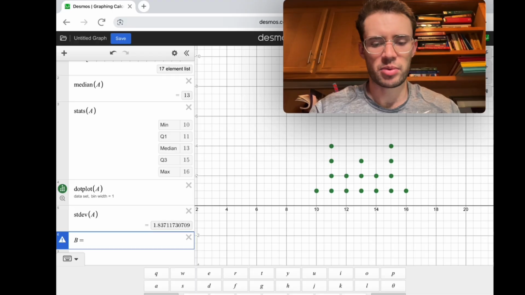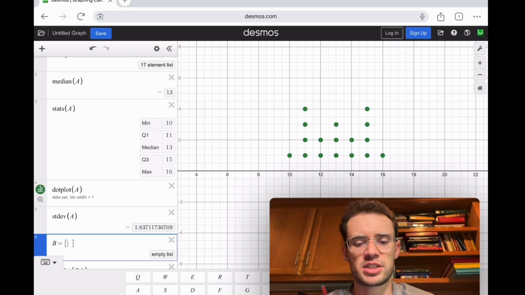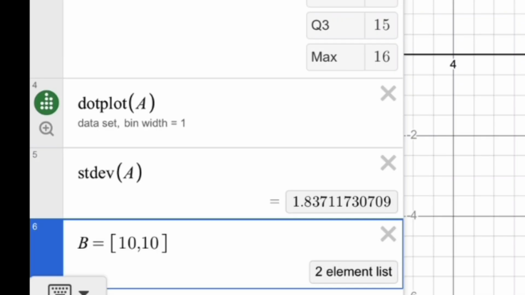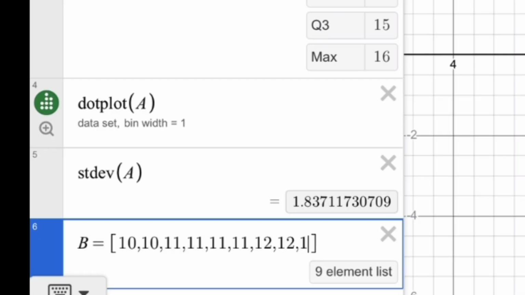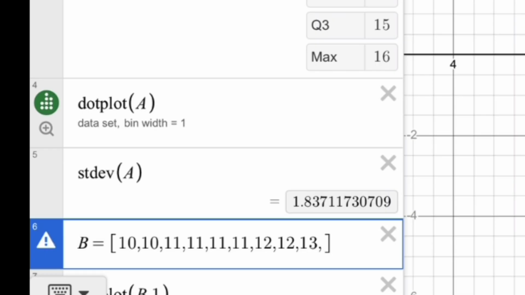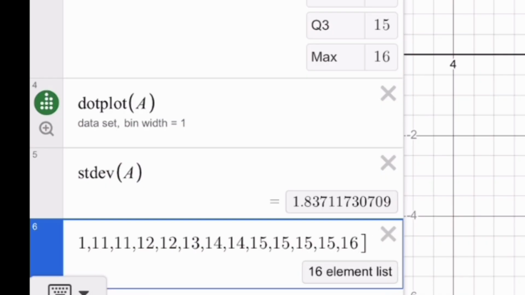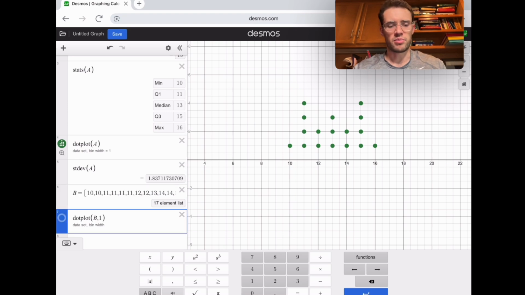Whatever, we have to do the same thing where we put the brackets, open bracket like that, and now we just type in our values. So B is meant to have, and let's shrink myself down here, 2 10s instead of 1 10. And then still 4 11s, and still 2 12s. And instead of 3 13s, it's just 1 13. And then, symmetrical, so 2 14s, still 4 15s. And then again, instead of 1 16, it's going to be 2 16s. 16, 16. All right, so now we could do the dot plot of this, so dot plot of B.